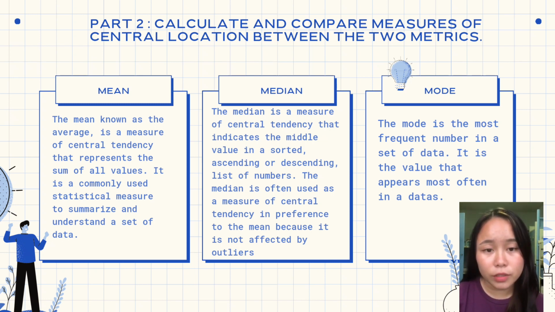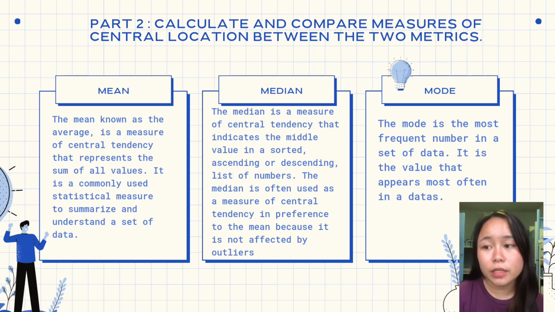The definition of these 3: the mean, known as the average, is a measure of central tendency that represents the sum of all values. It is a commonly used statistical measure to summarize and understand a set of data.